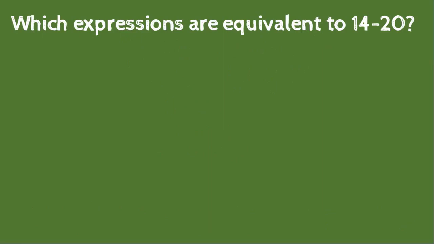Next, which expressions are equivalent to 14 minus 20? First of all, we can just flip those numbers and put minus 20 first and 14, which would be minus 20 plus 14. Next, we can still continue putting minus 20 first, and another way would be with two minus signs. So we can put it as minus 20 minus parentheses negative 14, which also makes plus 14.